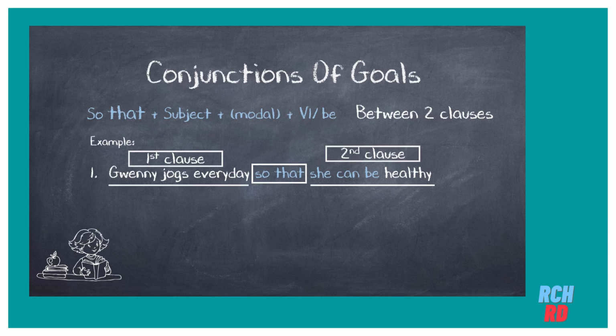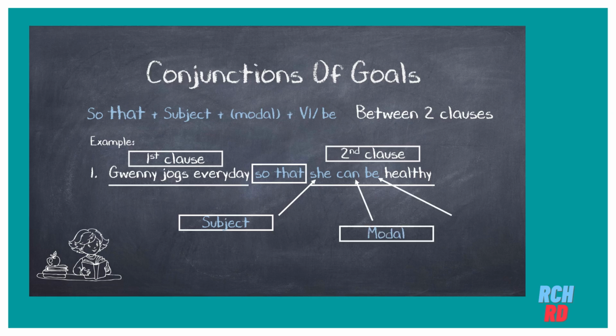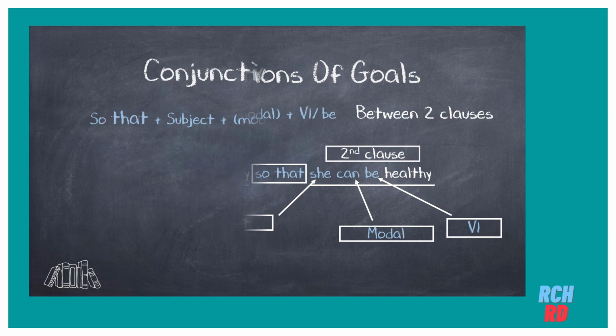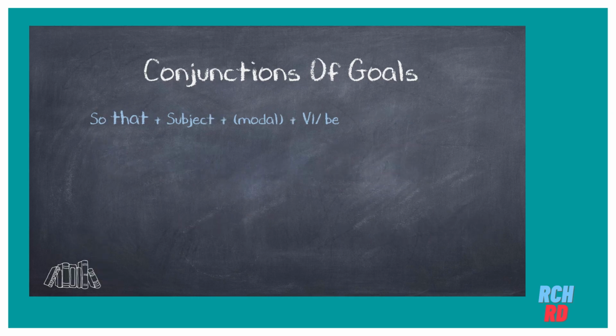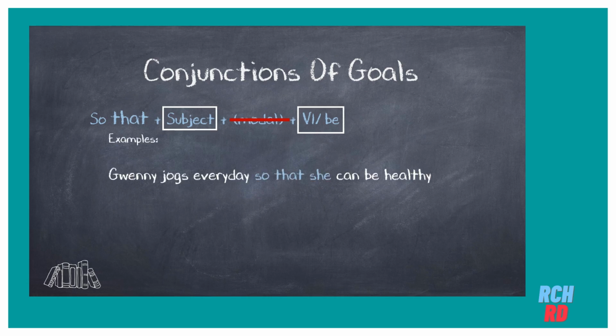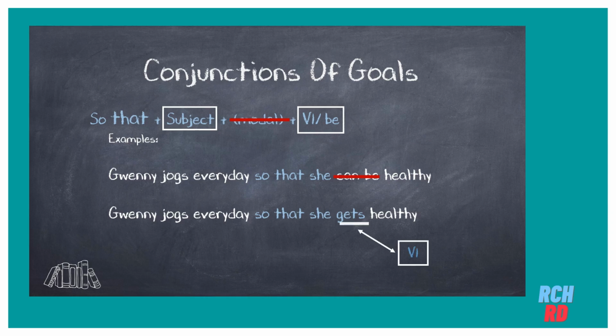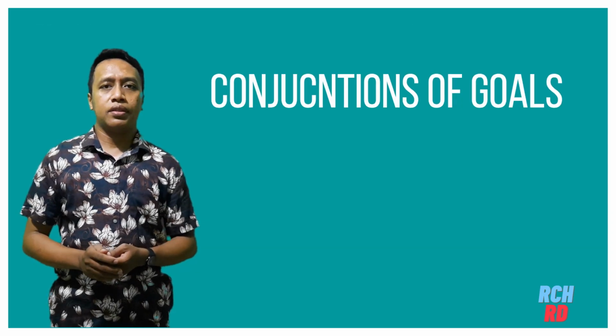After so that, it has to be followed by a subject, modal, and verb 1 or be. We also can use so that without modal, but after so that, it has to be followed by the subject and verb 1. Now, let's see the example once again. Gwenny jogs every day so that she can be healthy. Remove the modal can and replace it with verb 1 gets. Gwenny jogs every day so that she gets healthy. Gets is verb 1.